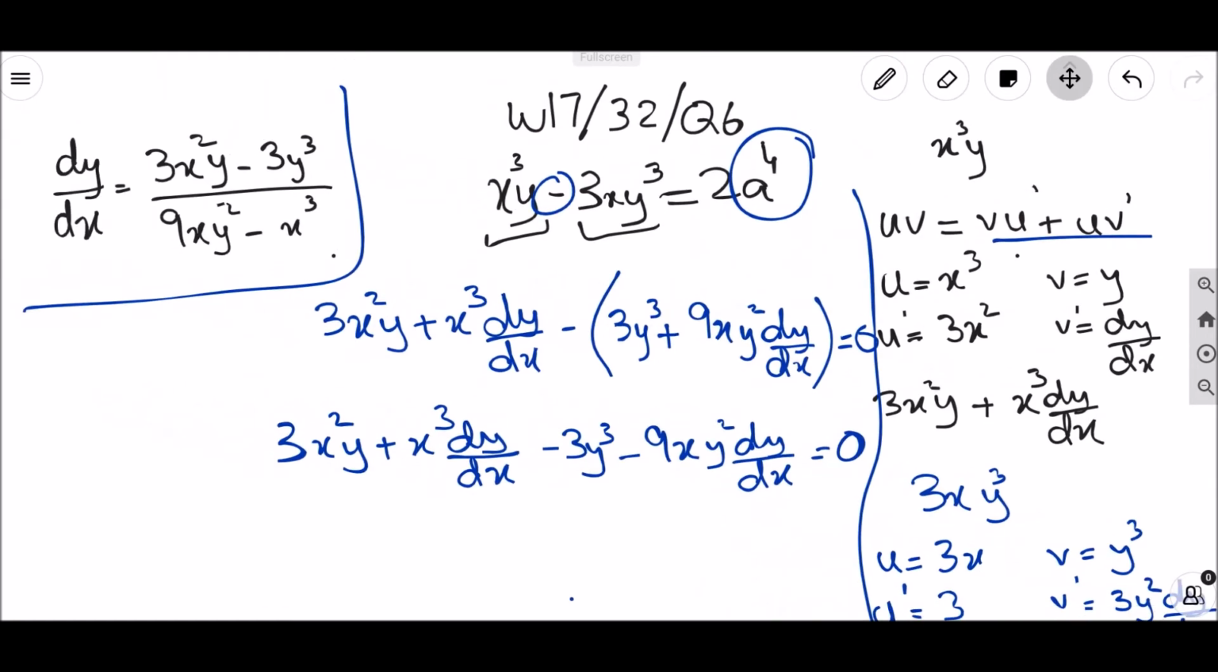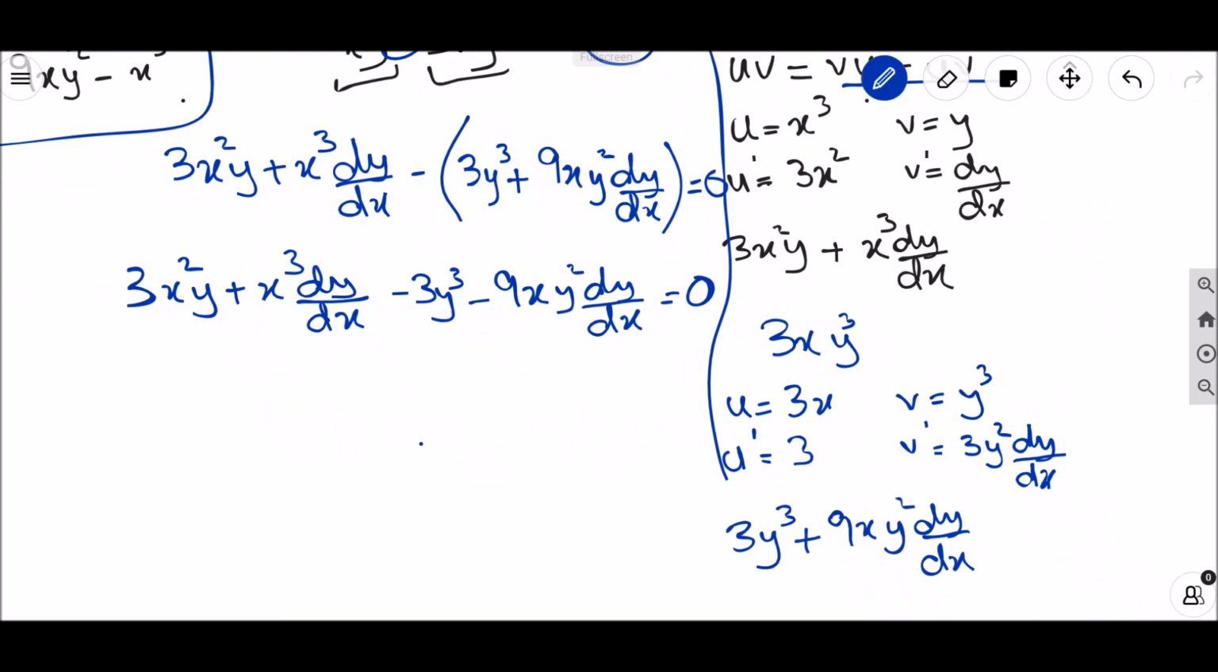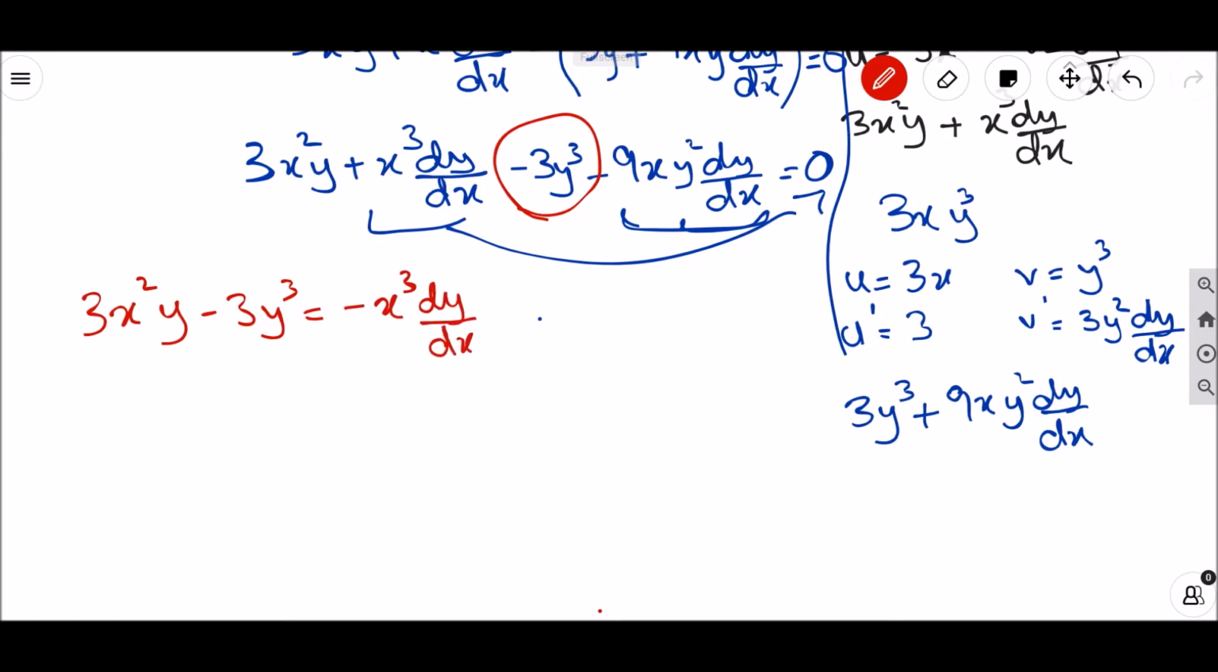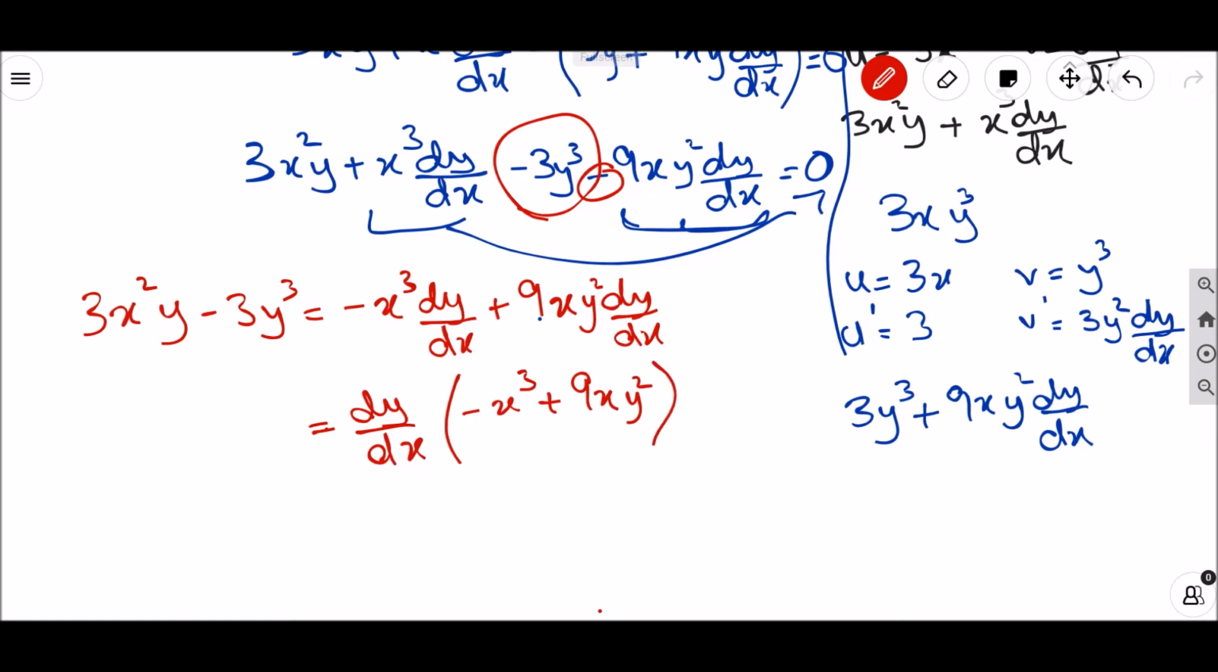Now here, this is the thing which we need to find out. So basically, I will bring all the values which have dy over dx to the right side, where there is a 0. The 3x squared y will come on the left side and the minus 3y cubed will also come on the left side. But the dy over dx terms will be shifted to the right side. So it will become minus x cubed dy over dx, and as it's a minus here, it will become plus 9xy squared dy over dx. Now we can take dy over dx common, and we're left with minus x cubed and 9xy squared. Here it will be as it is.